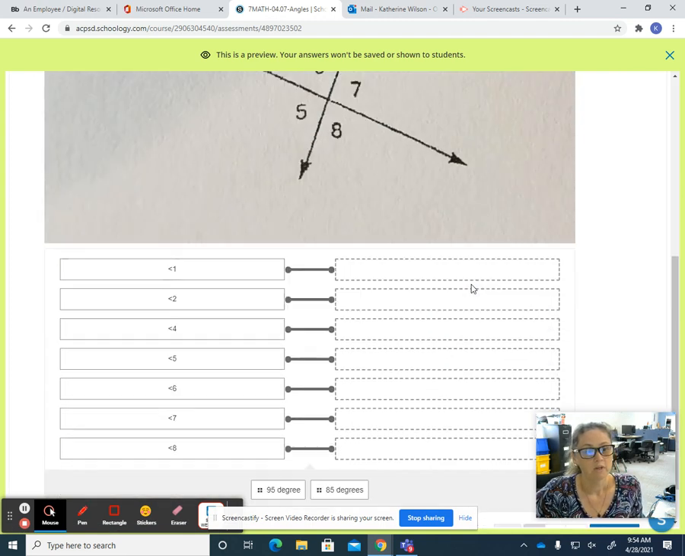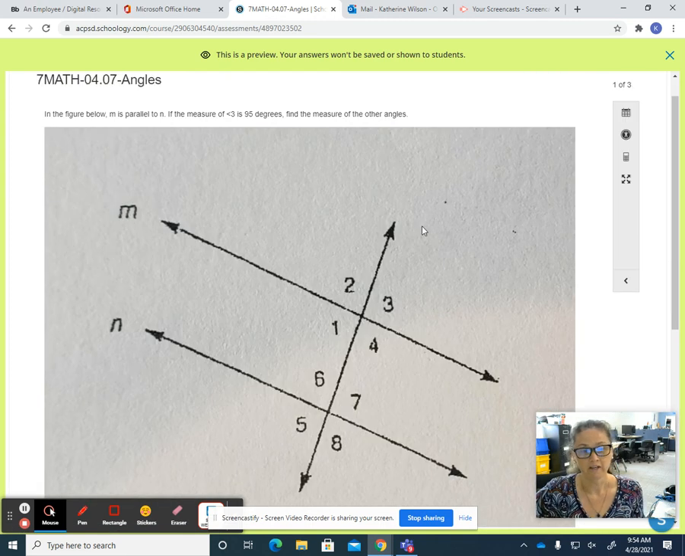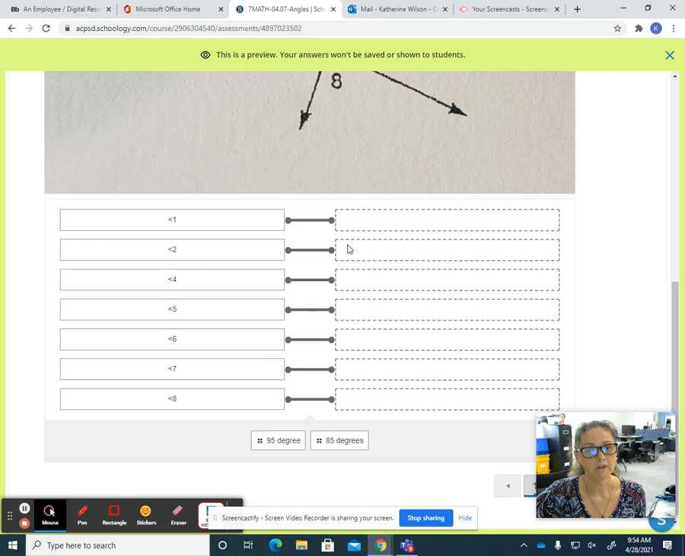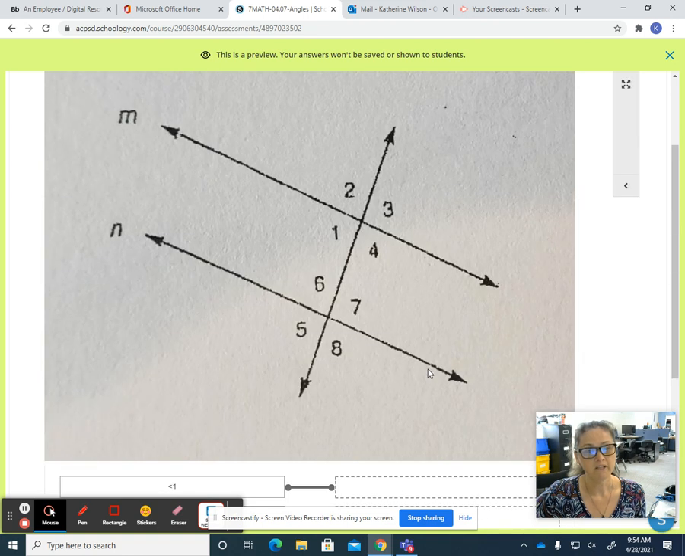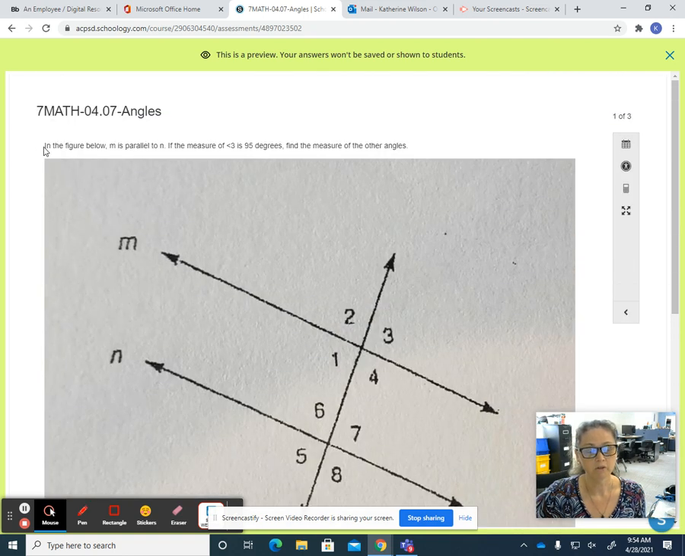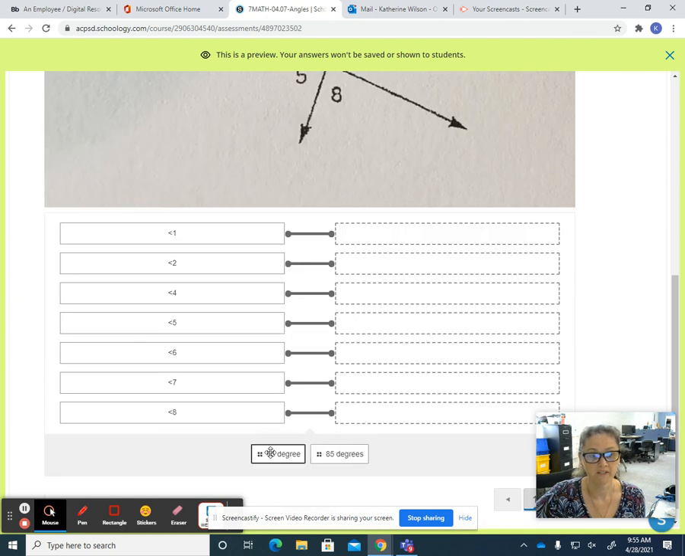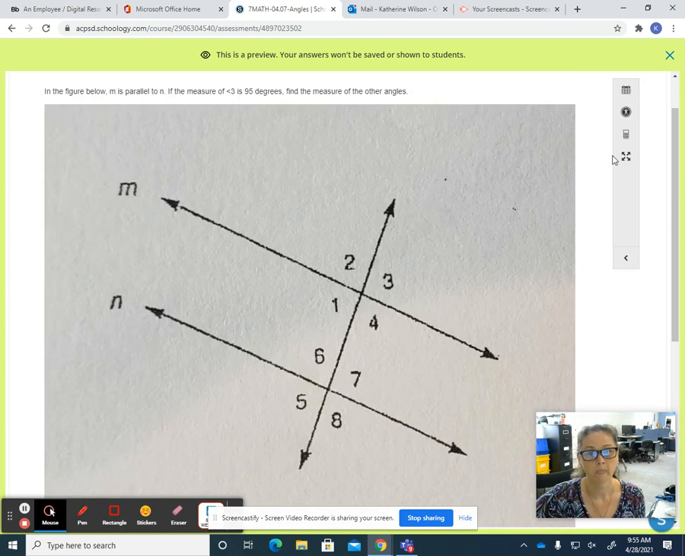What you're going to do is there are parallel lines with a transversal. Your goal is to tell me how many degrees is each angle. So you have to read the information that they gave you at the top. It tells you that angle 3 is 95 degrees. Find the measure of the other angles. So you have to use what you know about angles and their relationships to determine how many degrees are angle 1, 2, 3, 4, 5, 6, 7, and 8, and it's a drag and drop.